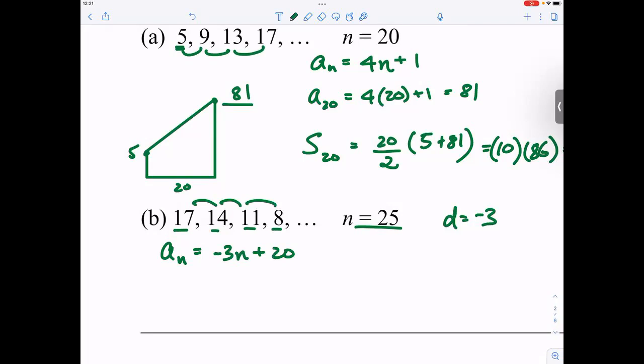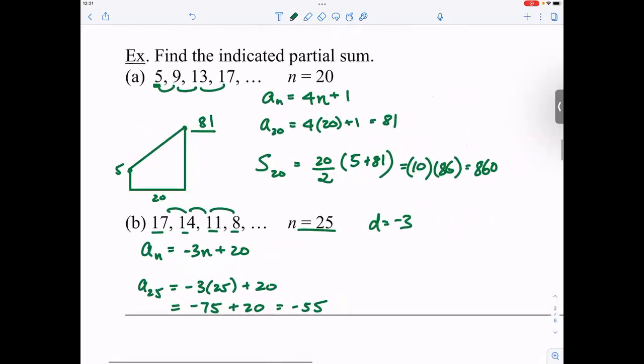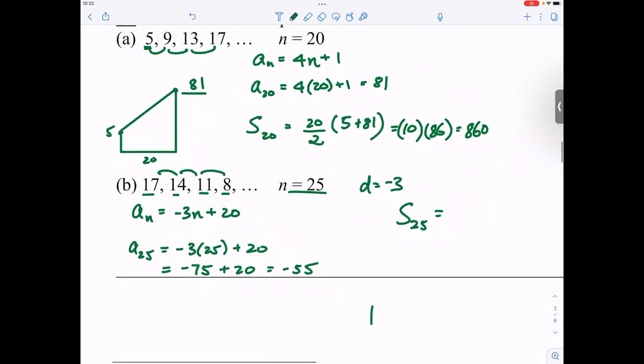So that's your nth term expression, and we need to find the 25th term. So you have -3 times 25 plus 20. That would give you -75 plus 20. That is -55. Okay, -55. Well, that's the 25th term. So again, you can use the formula to find out what S25 is, or you can visualize this as a trapezoid, which I can draw for you here.